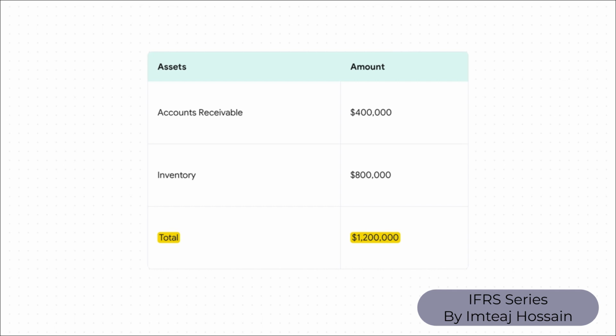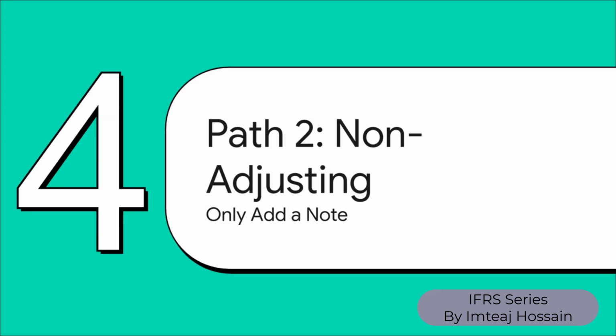But then, in January, they get the news that one of those clients who owed them $100,000 has gone bankrupt. Now, since that client was very likely already in financial trouble on December 31st, this new info forces an adjustment. The accounts receivable gets written down, and the company's total assets on the report actually go down. The report is changed to reflect the reality of the situation as it truly was at year-end. Okay, so that was path 1.